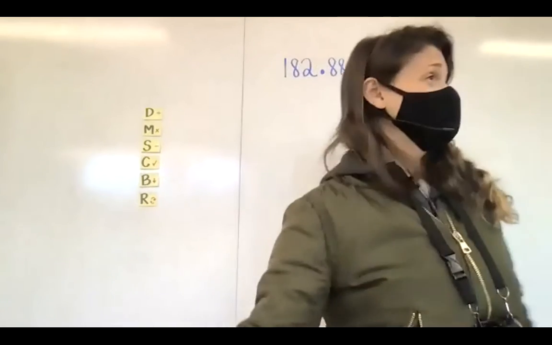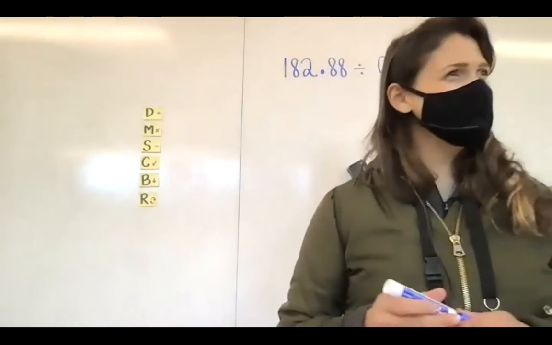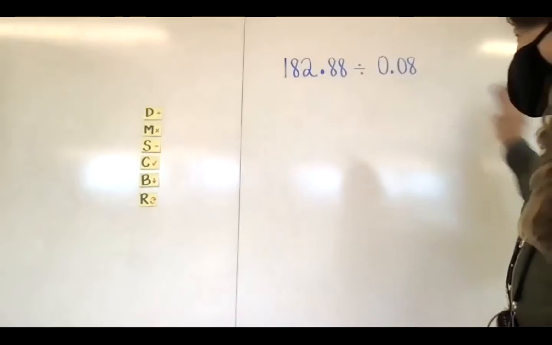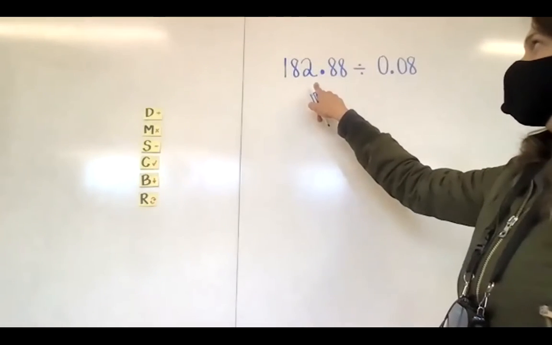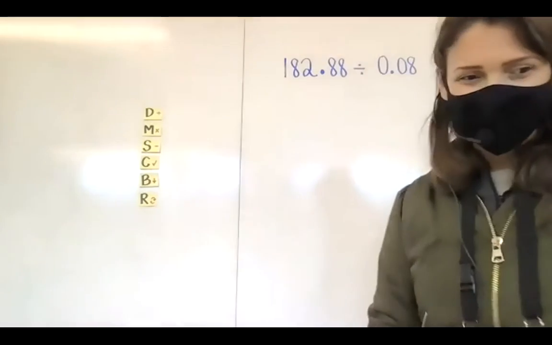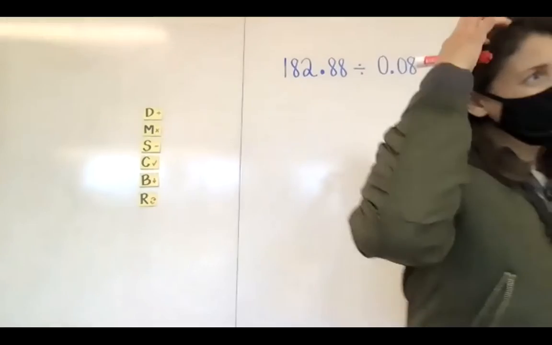800. Oh, the fact that there's hesitation. Remember, I said there should be no hesitation when you're reading a decimal. You should know the place right away. 8 hundredths. Oh, that scared me there. All right, 182 and 88 hundredths divided by 8 hundredths. All right, very first thing our eyeballs go to. Yes, Zoe?